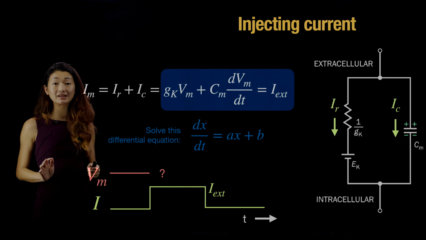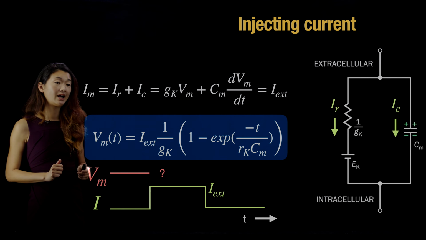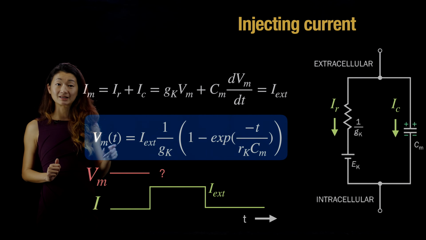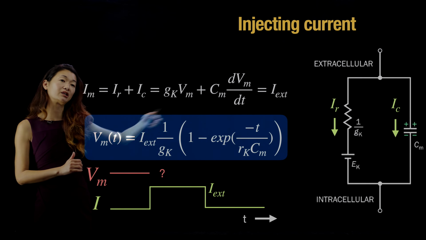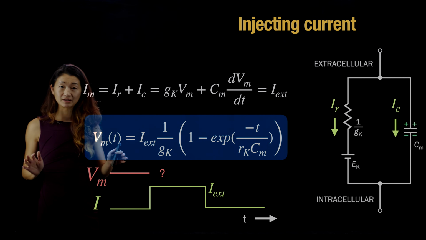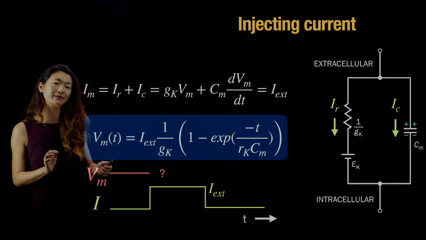So I can just write down the equation from my knowledge of differential equations and how to solve equations of this kind. I can write down the solution of voltage and how it changes as a function of time in this particular form. Now, don't be intimidated by the form of the equation, because we can actually break it down piece by piece and figure out what's actually happening here.